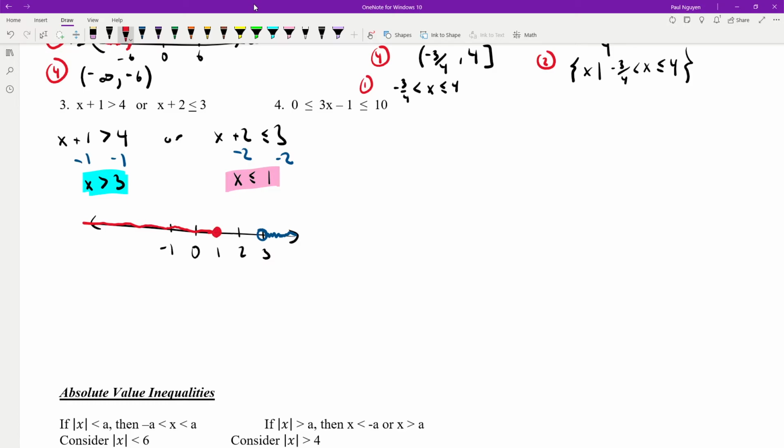In this case, we have an or, which means in order for this statement to be true, you just have to satisfy at least one of them. If I say it's raining or it's not, it doesn't have to both be raining and not raining to be true. I just need it to be raining or not raining. What I want then is both the red part and the blue part together. This is the third way of writing a solution.